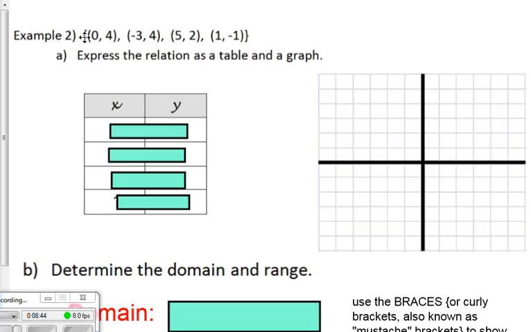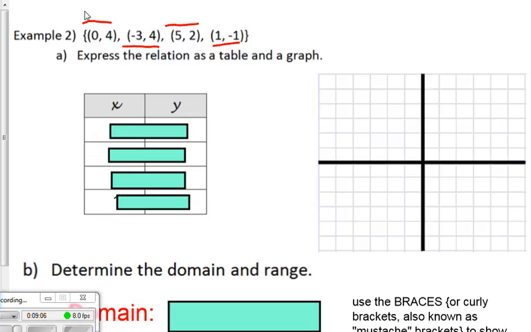Again, you can kind of see the curly, almost mustache-looking brackets over here. This says that we have 4 different points. One right here, one right here, here, and here. So this is a set of 4 different points. Okay, in this problem, we need to express the relation as a table and as a graph.